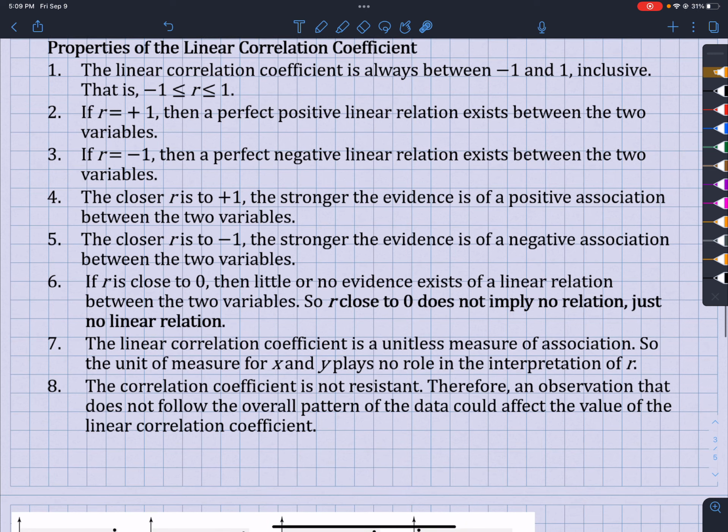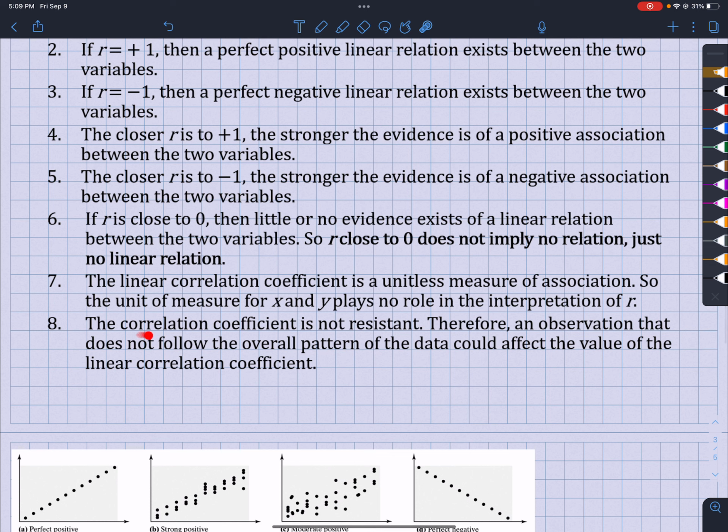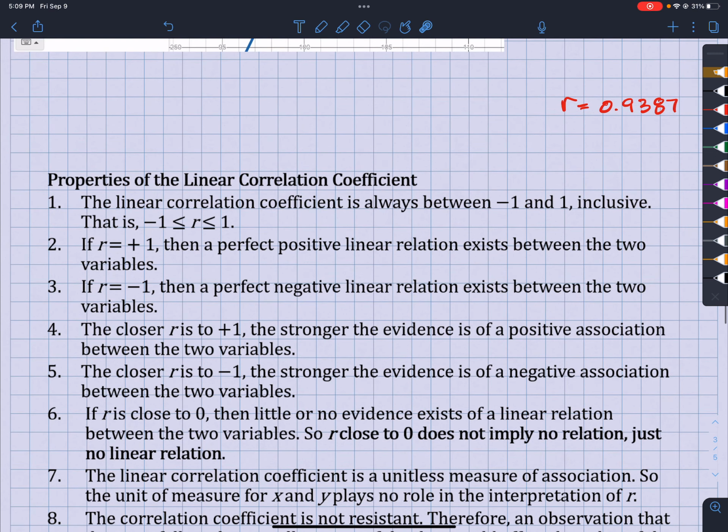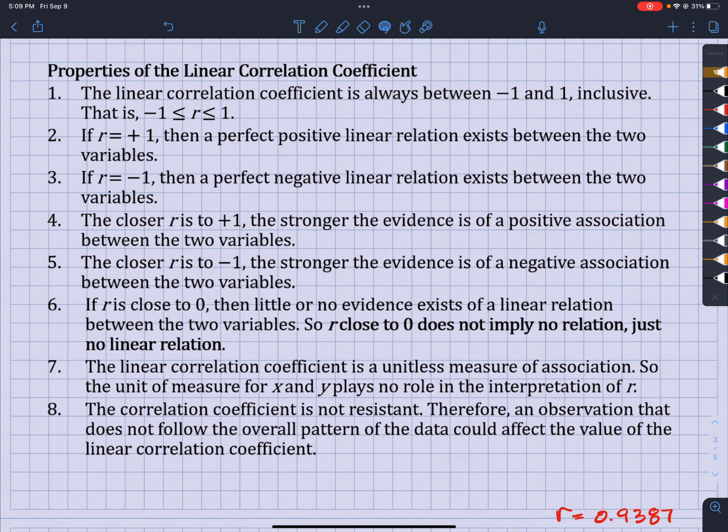And then the linear correlation coefficient is unitless. The correlation coefficient is not resistant. Therefore, an observation that does not follow the overall pattern of the data could affect the value of the linear correlation coefficient. Okay? All right, so let me go ahead and take this and bring it down here.